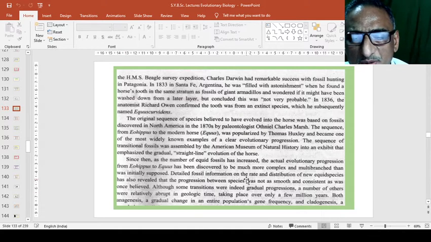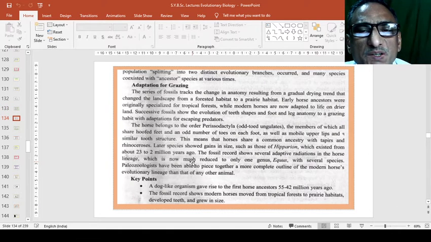Detailed fossil information on the rate and distribution of new equid species shows that although some transitions were indeed gradual progressions, a number of others were relatively abrupt in geologic time, taking place over only a few million years. Both anagenesis, a gradual change in an entire population's gene frequency, and cladogenesis, a population splitting into two distinct evolutionary branches, occurred, and many species coexisted with ancestor species at various times.